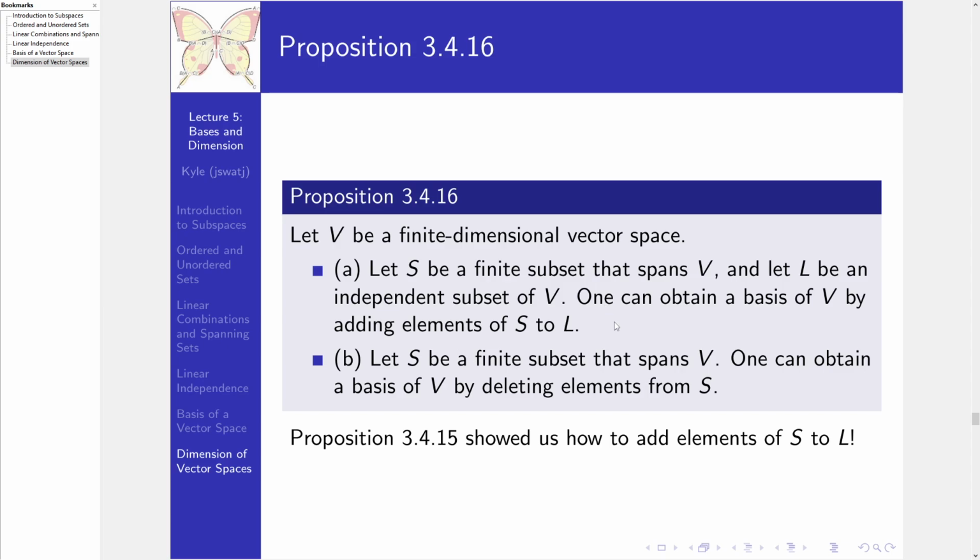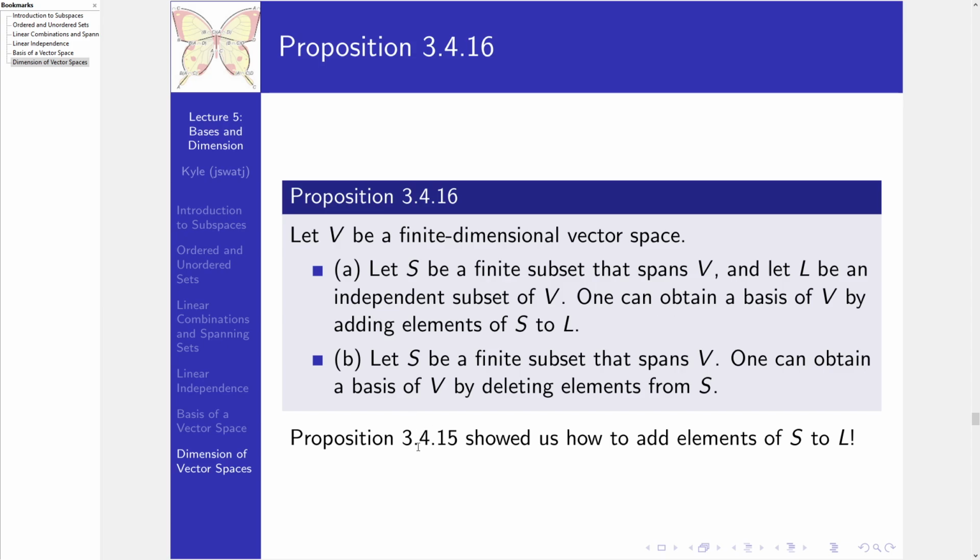Let S be a finite subset that also spans V. Then we can delete elements. So spanning would be anything larger. We'd basically overshoot, it's dependent, and we have these extra vectors that we don't need, that are just unnecessary. So if we keep removing them, we'll eventually reach a basis.